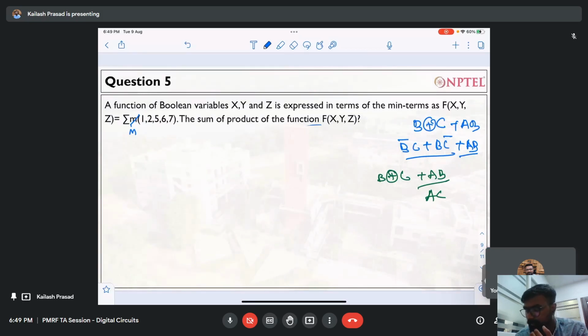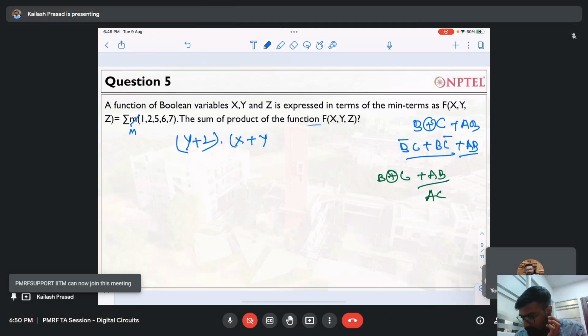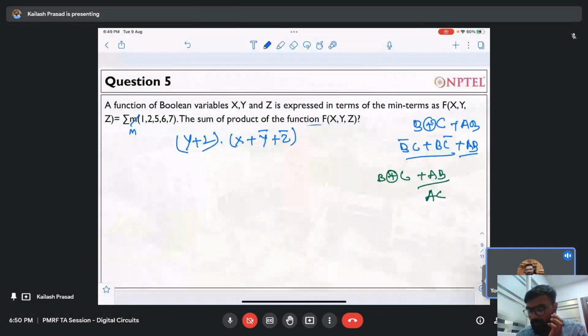That is y plus z, dot, x plus y bar plus z bar, this is I think. Okay. Can you tell me how do I approach this question, right?